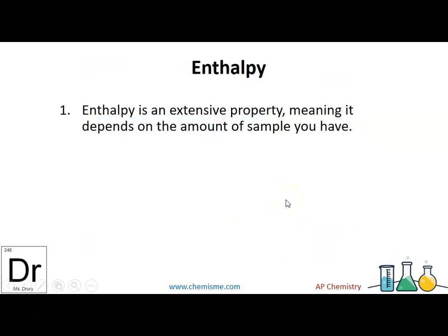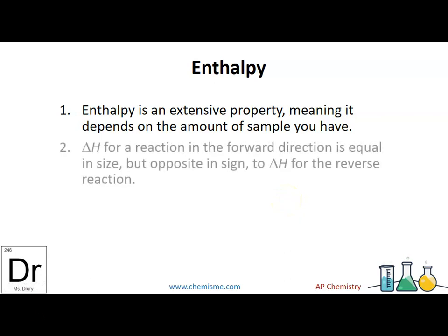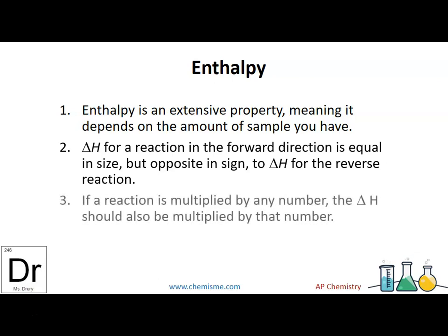Last, enthalpy is an extensive property, meaning it depends on the amount of sample you have. The more sample, the more heat you'll need. Delta H for a forward reaction is equal in size but opposite in sign for the reverse. So if you know the heat of a forward reaction, you just negate it for the reverse reaction. And if a reaction is doubled, multiplied by any number, the heat will also be multiplied by that number. So if you do the reaction twice, you'll need twice the amount of heat. If you triple a reaction, you'll need triple the amount of heat.